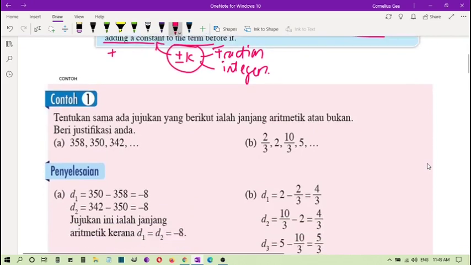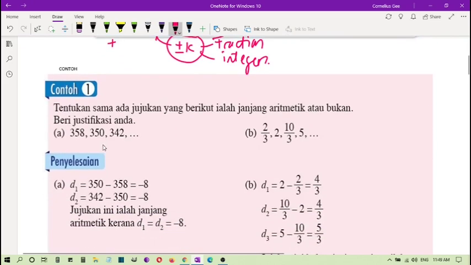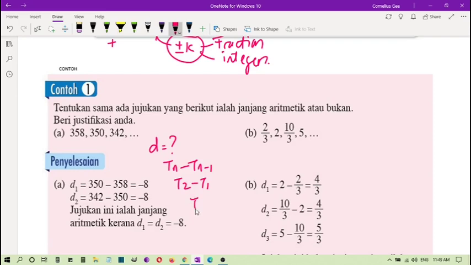So let's look at this example, which I took from a textbook. It's very simple. It's just to test whether you have an AP or JA. What you need to do is find a common difference. The common difference is Tn minus Tn minus 1. In other words, you can take T2 minus T1 or T3 minus T2. Your aim is to see that they have the same common difference throughout.